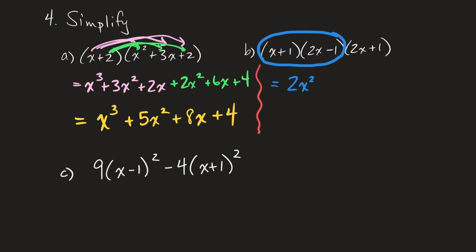We should be working to be able to expand this in one step. So my outsides are going to give me a negative x, my insides a positive 2x. So when I collect that, that's a plus 1x. And then I've got my minus 1.